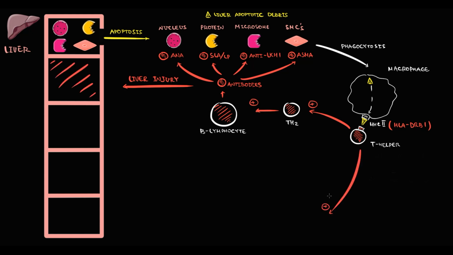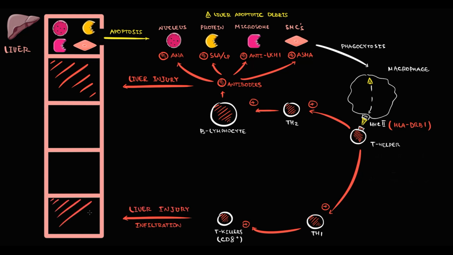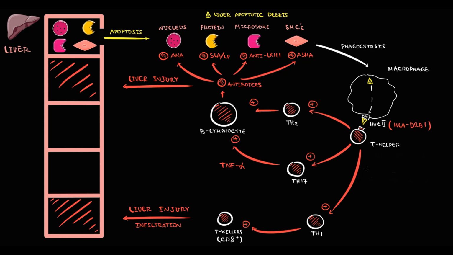Also, with activation, T helpers differentiate into type 1 T helpers. T helpers type 1 activate T killers, and with activation, T killers infiltrate liver tissue, which causes severe liver injury. Some T helpers with activation differentiate into type 17 T helpers. Type 17 T helpers produce TNF-alpha and other cytokines, which stimulate B lymphocytes to produce more antibodies.